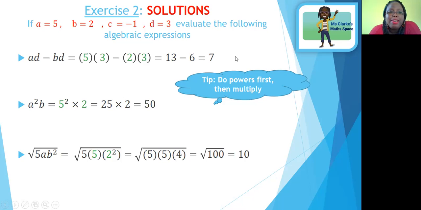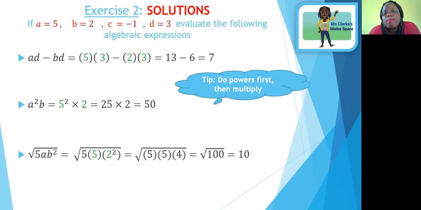All right, and we have the second to last example here. We have A squared B. So remember, when we're dealing with this, we always deal with the squaring first, or the powers first, and then we do regular multiplication after. So remember this step. A is 5, so A squared would be 5 squared, and then you're multiplying by B, which is 2. 5 squared is 25. 25 times 2 is 50.